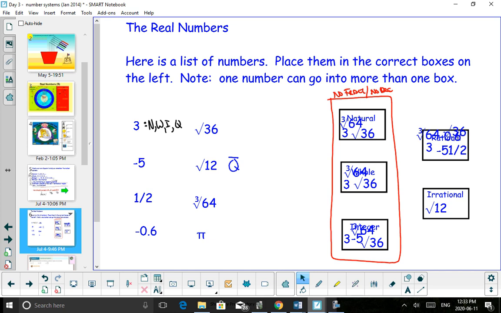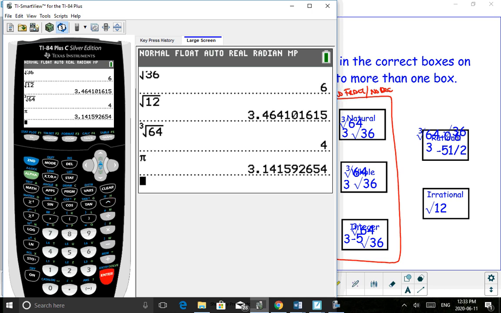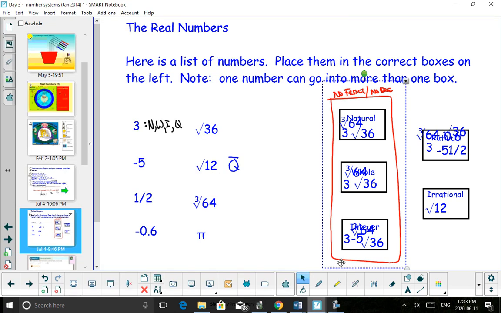And then pi. You do have a pi key on your calculator. It's written right above the power key. So you go second and then hit the power key, hit enter. And again, 15192654, and so on, forever and ever. It doesn't stop, doesn't have a pattern. So pi is irrational. Okay?